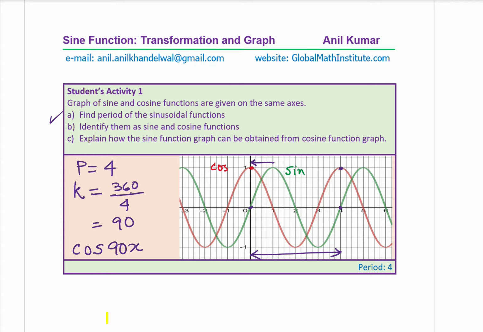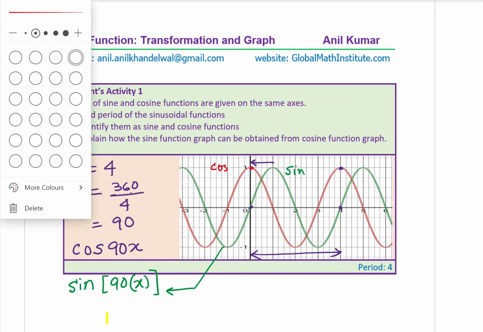And as far as the sine function is concerned, sine function will be written as sine of 90, that is also 90x, sine of 90x. That is also correct. That is for the green graph. So this is the sine of 90x, correct? And the red graph is cos of 90x. These are two different graphs.